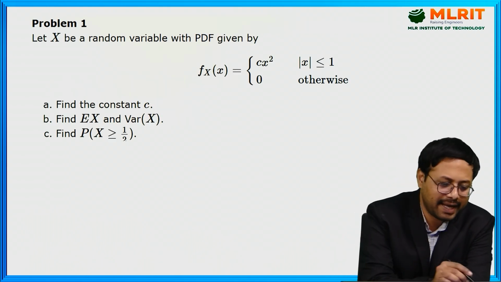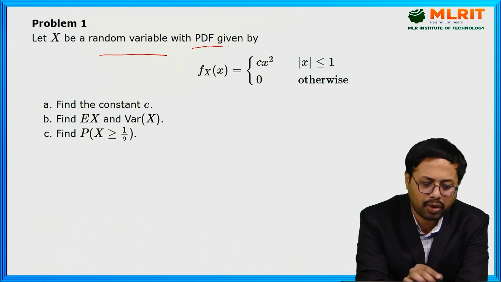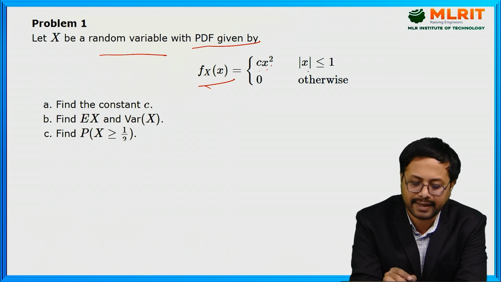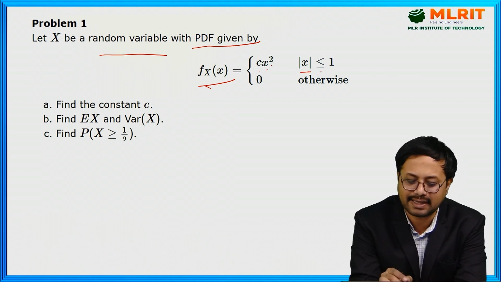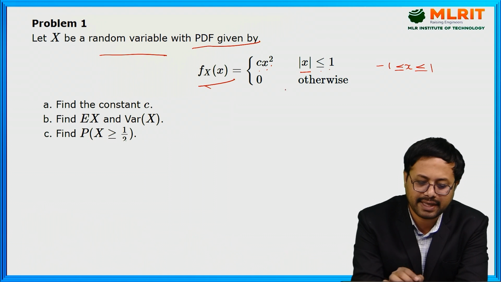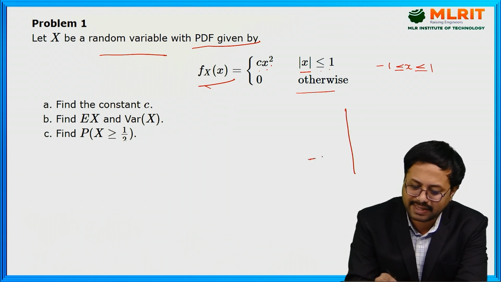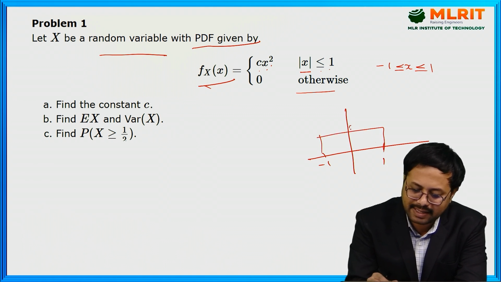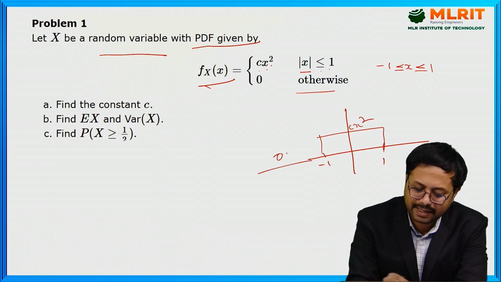Let X be a random variable with probability density function given by fX(x) equal to c x square, where the modulus of x is less than or equal to 1. Means x lies between -1 less than or equal to x less than or equal to 1, and 0 otherwise. Means in the interval -1 to 1 the condition is c x square, and the remaining part is 0.